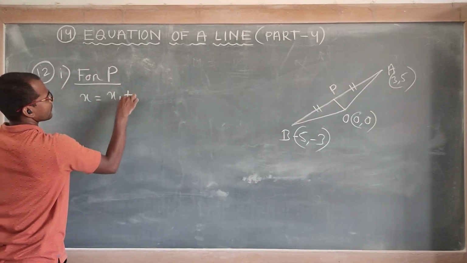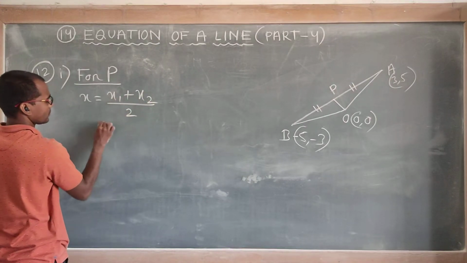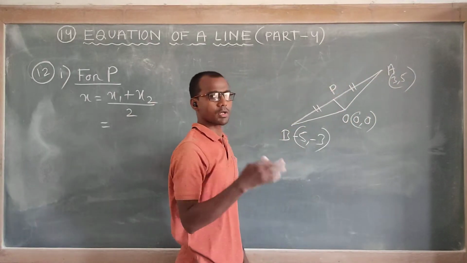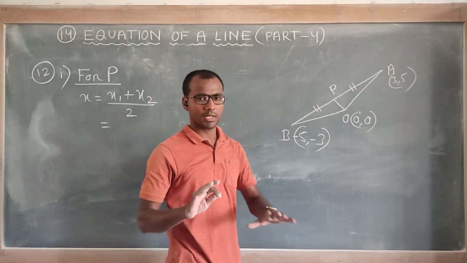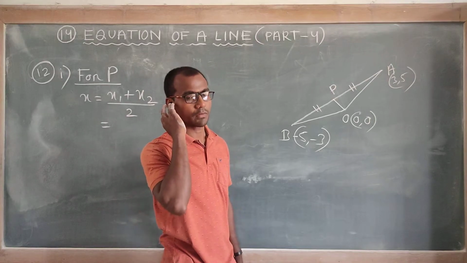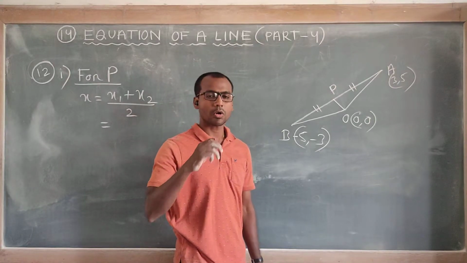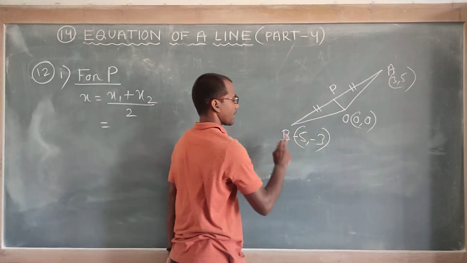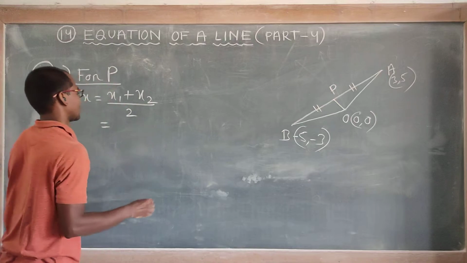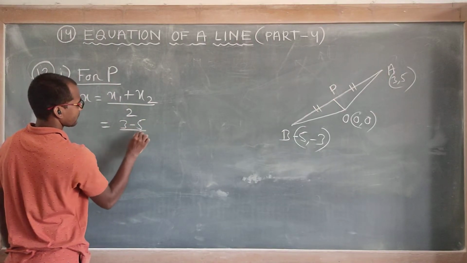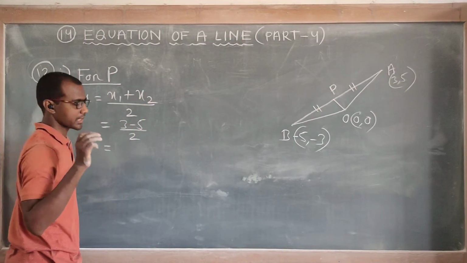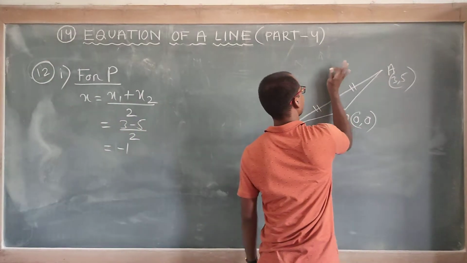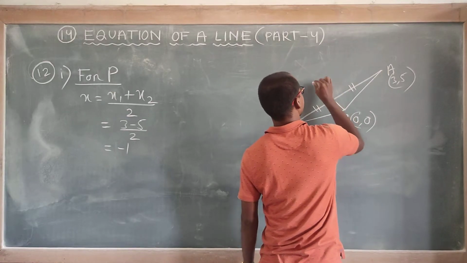X is equal to x1 plus x2 by 2. Suppose this is x1 y1, this is x2 y2. Or you can take this as x1 y1, this as x2 y2. Here, order is not important for the midpoint formula. For the section formula, order is important. So x1 plus x2 means 3 plus minus 5, which means 3 minus 5, by 2. 3 minus 5 is minus 2, minus 2 by 2 is minus 1. So x is equal to minus 1. This is P, minus 1.